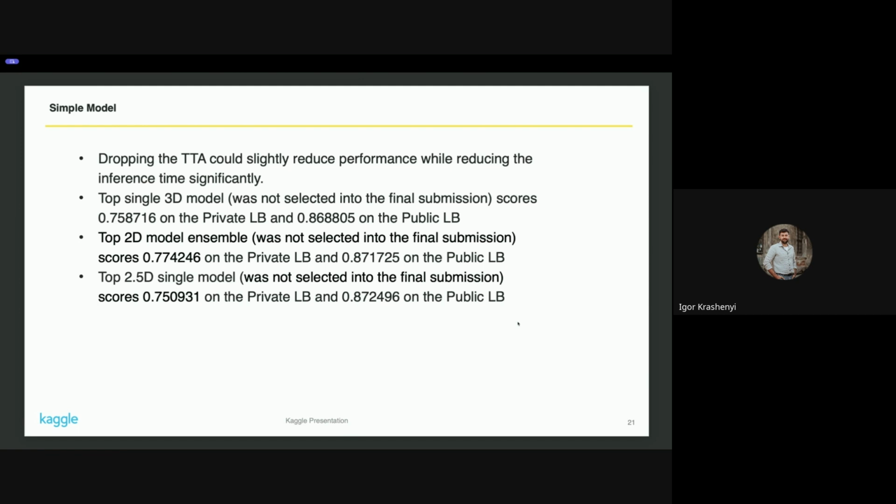And the top single 3D model, the same dynamic UNet, which is basically the simple 3D UNet, same as inside of the nnU-Net framework, on the correct fold, scored 0.75 on the private leaderboard and 0.86 on the public leaderboard, which is also quite good. But ensembling predictions of the second fold reduced the score.